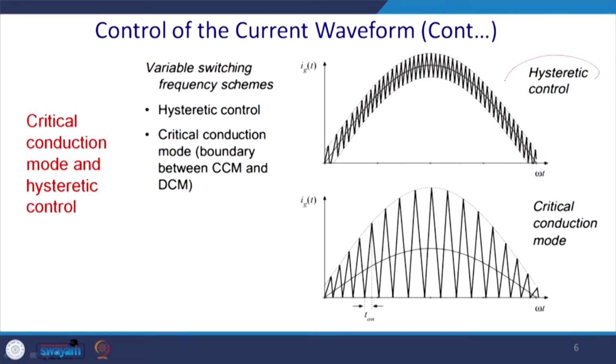This is the hysteresis control, and as I told you, UC 3854, 3855, 3856 belong to this category. The critical conduction mode, and it is the hysteresis control. Ultimately you get Vg, and you will generate the constant hysteresis band.